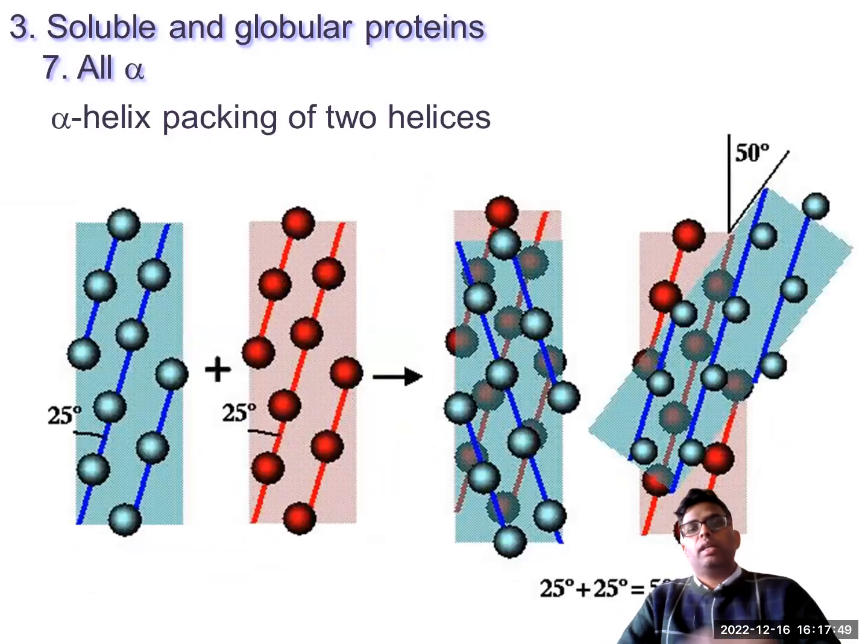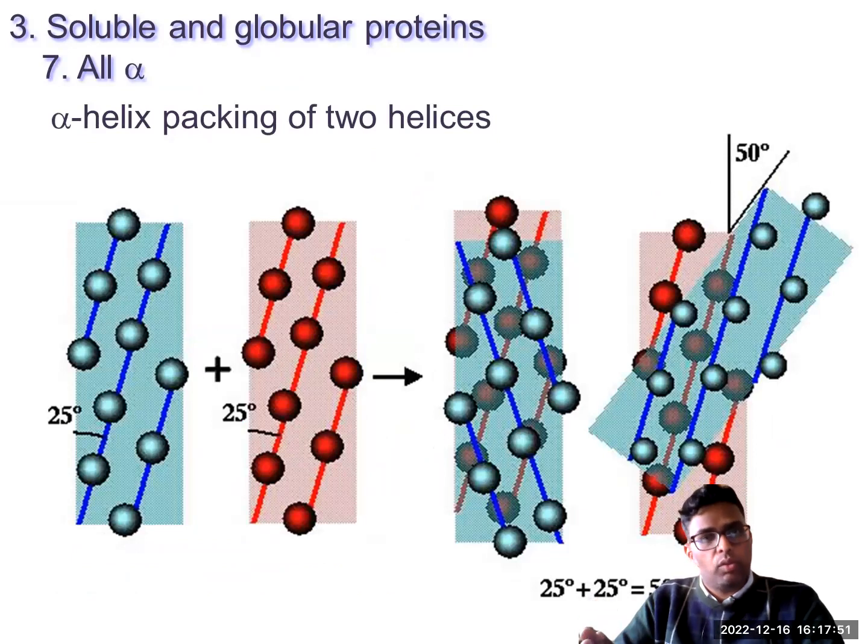Now here I describe in some more detail what all-alpha, all-beta, alpha plus beta, and alpha/beta are, with some examples. I think it would be better to have at least some brief information. So this is the two alpha helix. If this is an alpha helix, and another is at 25 degrees from the first helix, they may orient in two different fashions. If they orient in this fashion, a 50-degree orientation is also possible.